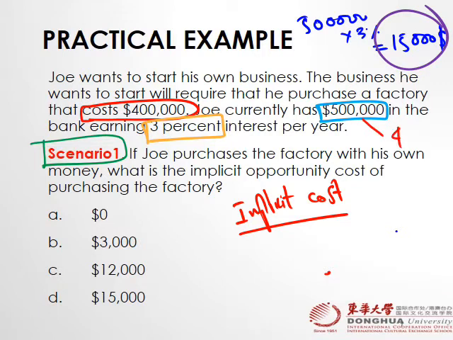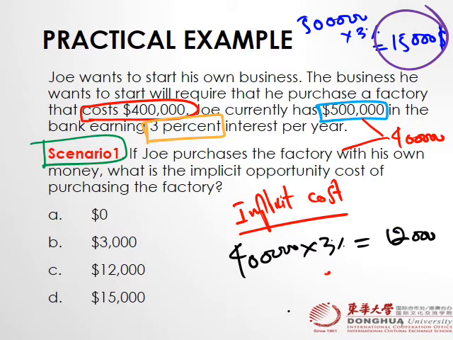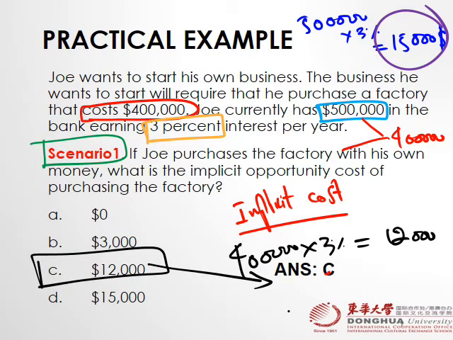So he takes out $400,000 from his bank account and purchases the factory. So how much income has he lost? So he has lost 3% of 400,000, which is 12,000. The answer is C, right? So if your answer was C, then you really understand the concept. Hands up for you.